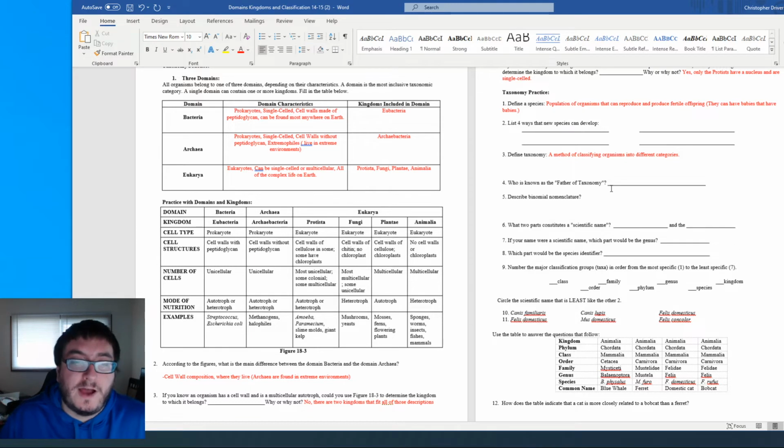Who is known as the father of taxonomy? If you remember, that was old Carolus Linnaeus. I think that's spelled, whatever. Described by binomial nomenclature, that was the 2-part naming system that Linnaeus came up with. So there's 2 names. There's the genus and the species.